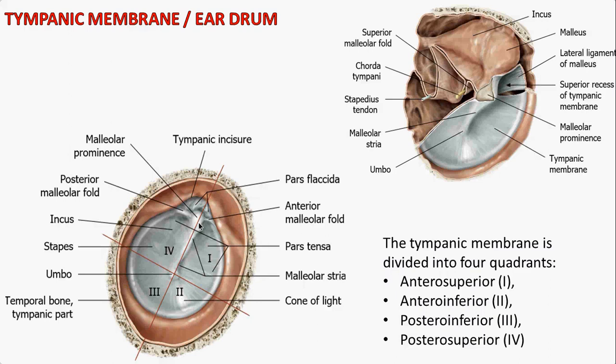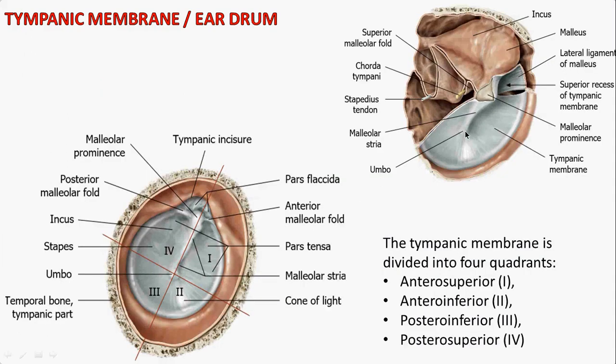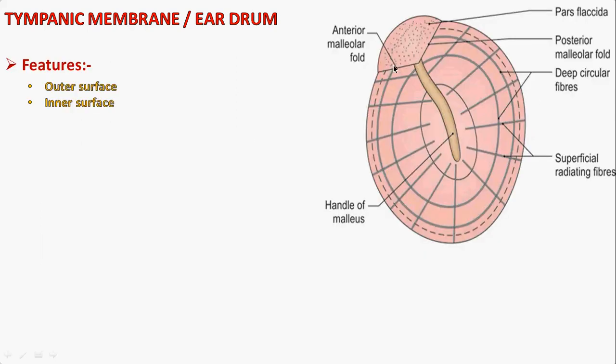So in the pars flaccida, on the inner surface, there is one nerve. The pars flaccida is crossed by the chorda tympani, a branch of the facial nerve. This is the umbo. Okay, this is the anterior malleolar fold, posterior malleolar fold, pars flaccida. This is the handle of malleus, having the deep circular fibers and superficial radiating fibers.